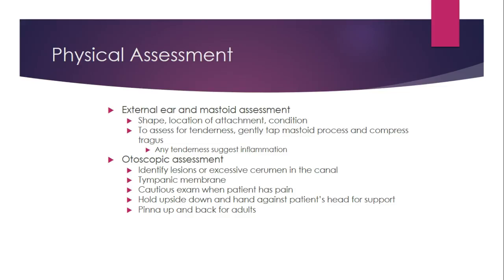On otoscopic examination, can you see any earwax in the ear? Is the tympanic membrane pearl gray and appropriate color? Can you see the ossicles and the different bones within there? So the way to use that otoscope is you basically hold it upside down with the handle pointing up, and then you pull that pinna, the ear, up and back for adults, and so that gives you the best view.